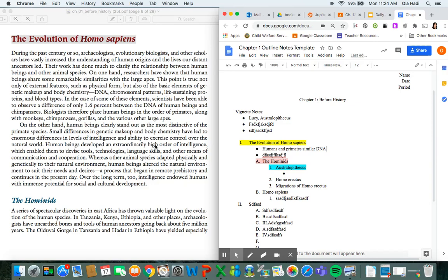Human beings developed an extraordinarily high order of intelligence which enabled, that means caused them, to devise tools, technologies, language skills, and other means or methods of communication and cooperation. Whereas other animal species adapted physically and genetically to their natural environment, human beings alter the natural environment to suit or meet their needs and desires, a process that began in a long, distant, remote prehistory, and continues to the present day. Over the long term, too, intelligence endowed or gave humans immense potential for social and cultural development. So this is about our intelligence being the difference. So I'm going to write that down, and that's it for this section.